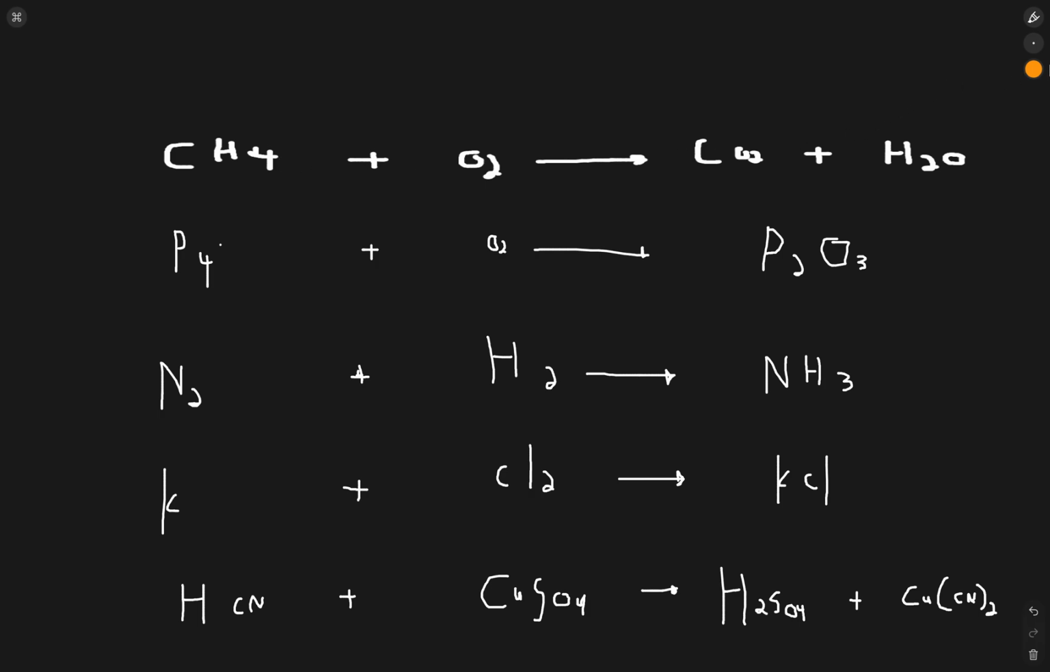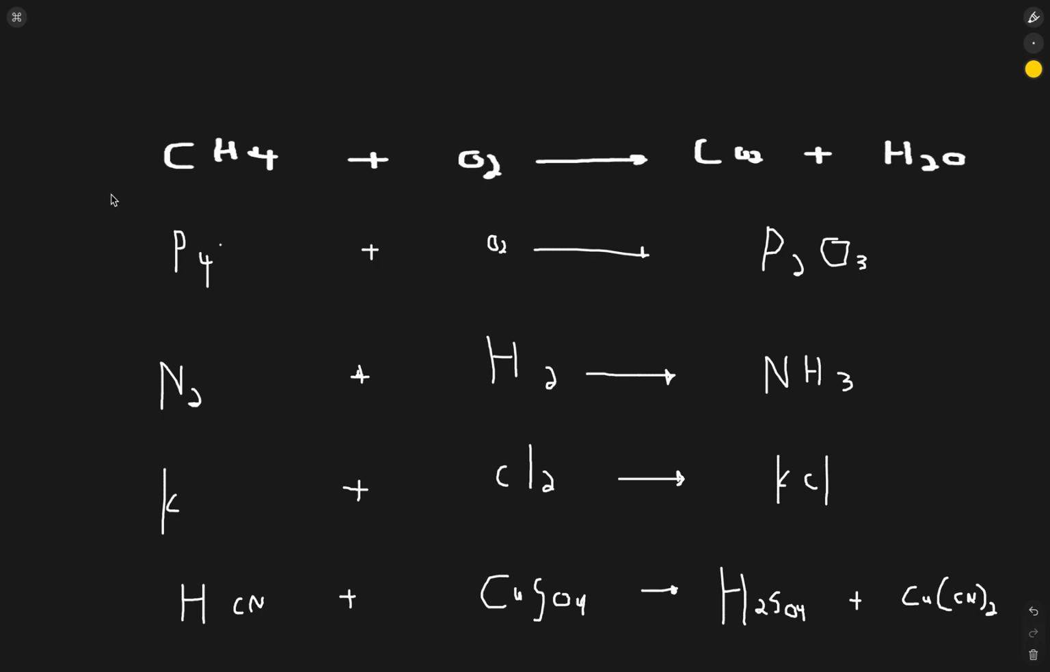Now, why do you need to balance chemical reactions? That's because of the law of conservation of mass. It says that matter cannot be created or destroyed. So, what that means is that whatever you have on the left must also be on the right.